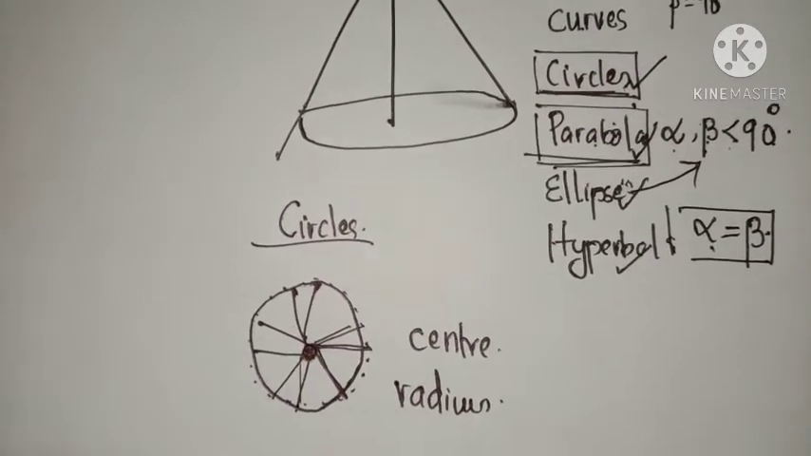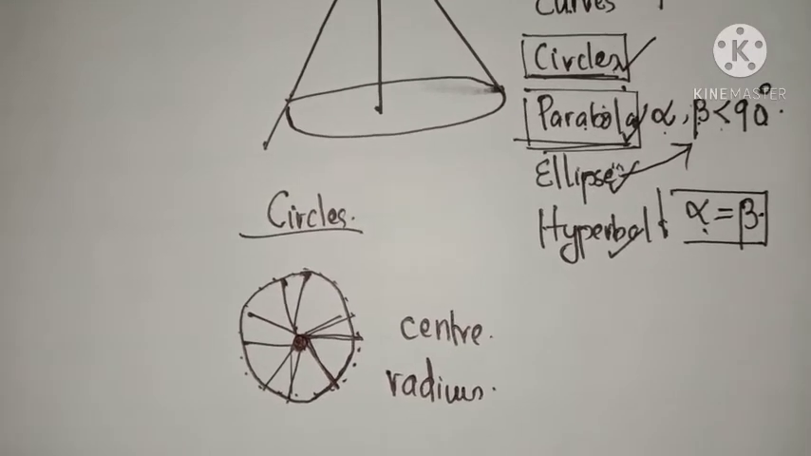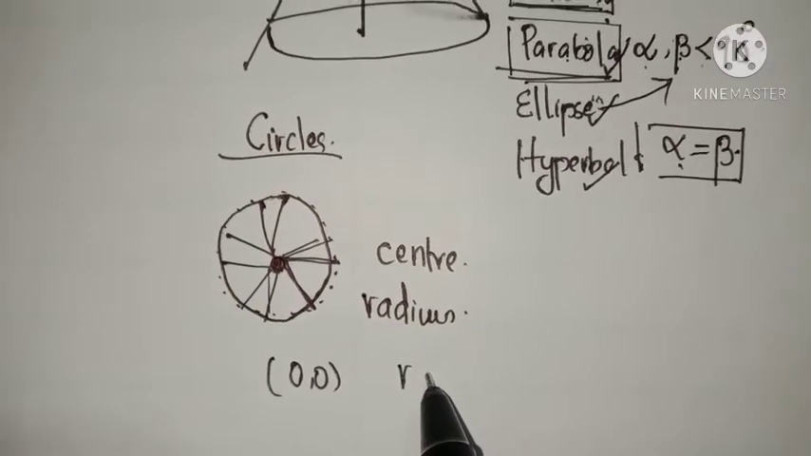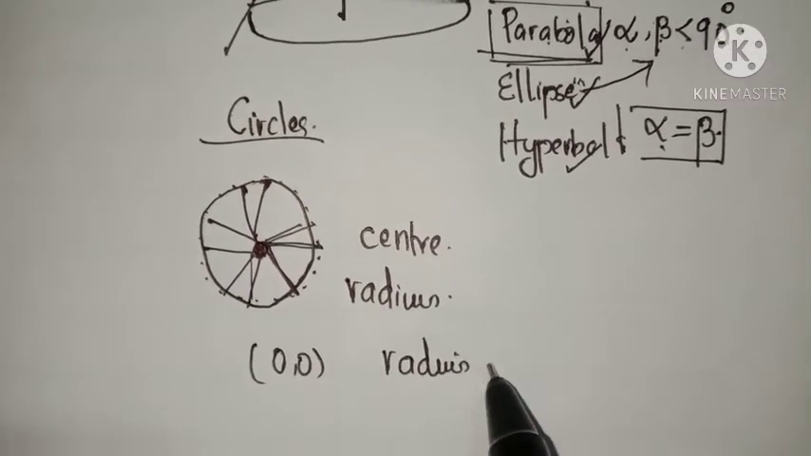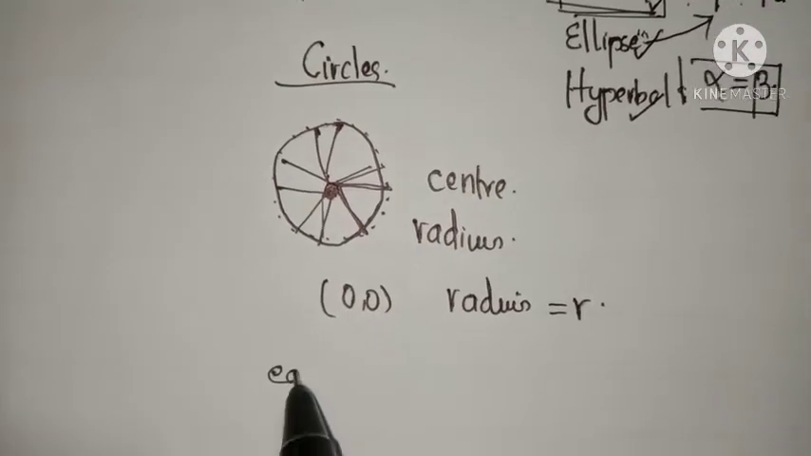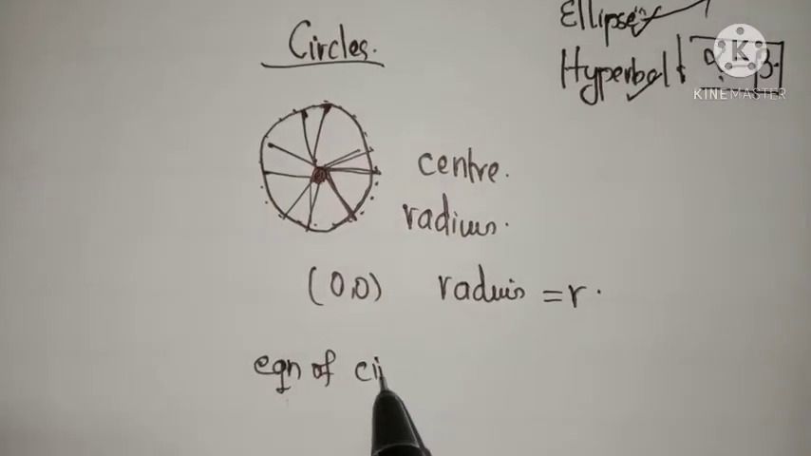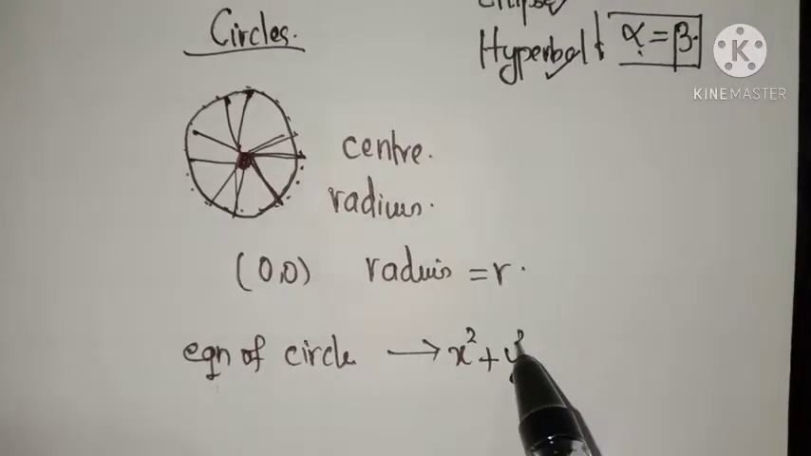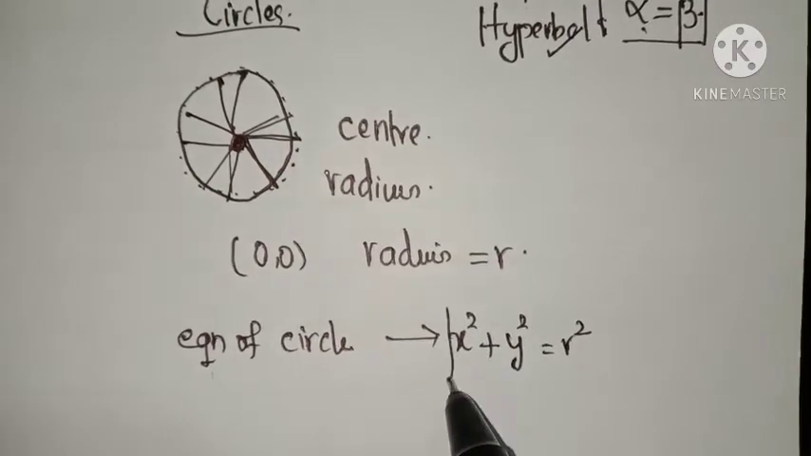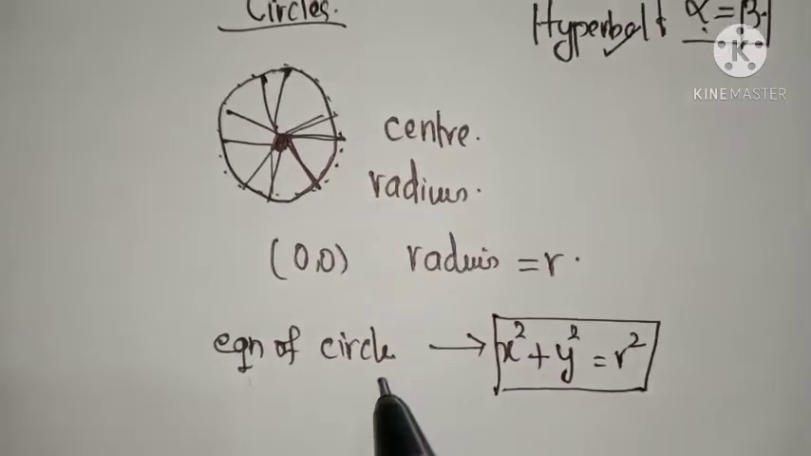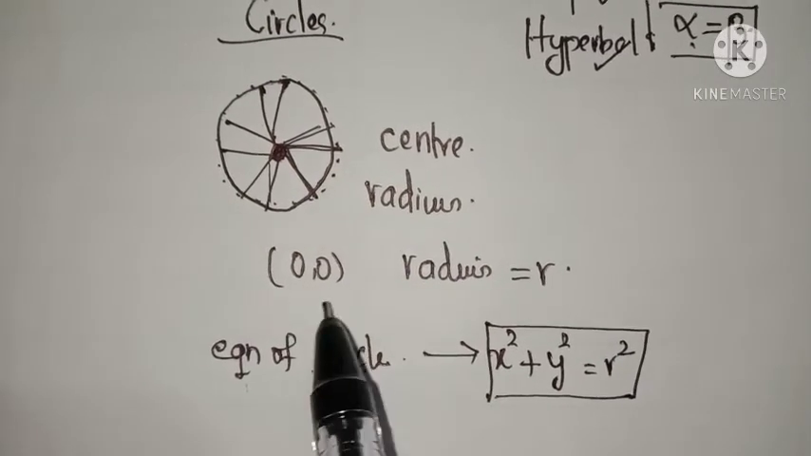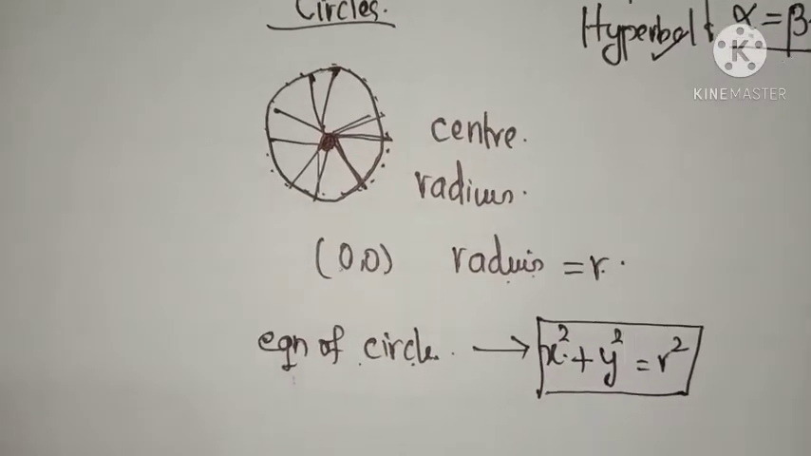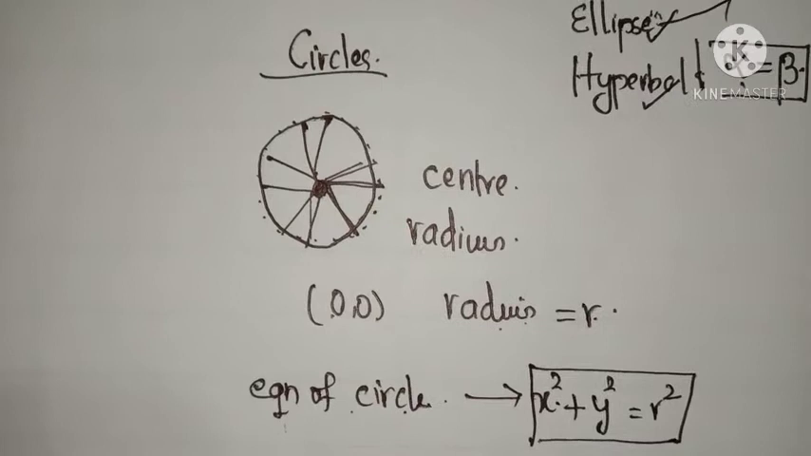Now listen, in this circle, if we take the origin (0, 0) as the center and radius equal to r, then the equation of the circle is defined as, please note down, x square plus y square is equal to r square. This is the equation of a circle whose center is the origin and radius equal to r: x square plus y square is equal to r square.